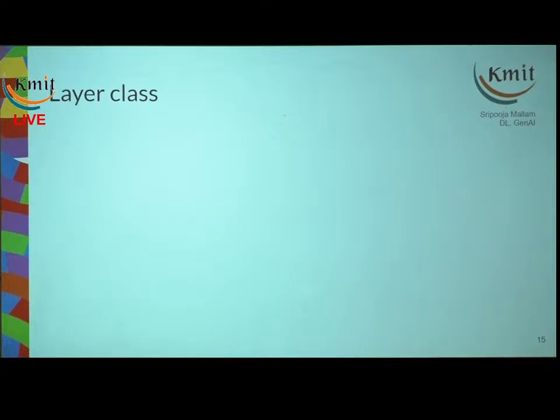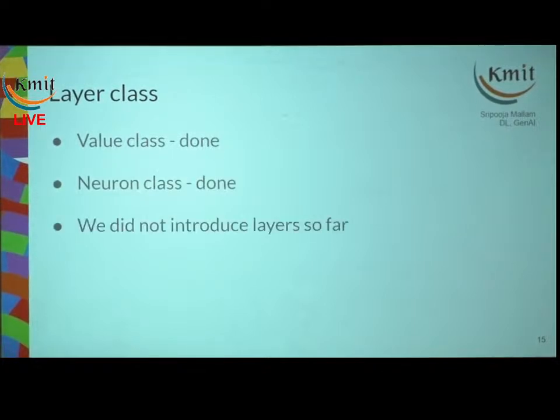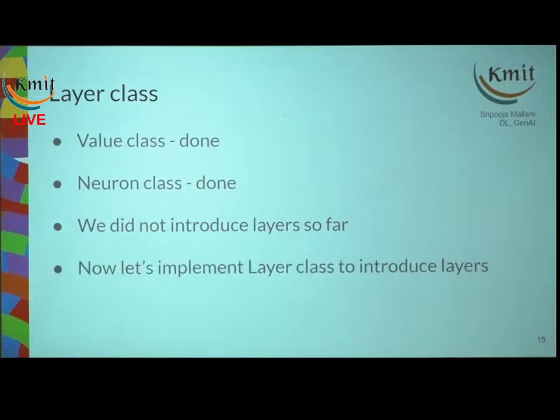So in this layer class, we'll have multiple neurons. Whatever we did so far using one neuron and its corresponding value class, we'll be doing with the help of the layer class and multiple neurons. So let's see what all is required. Value class, we already completed this. Neuron class, we already implemented this one. So far so good, and we did not introduce layers. So it's time to implement layers.